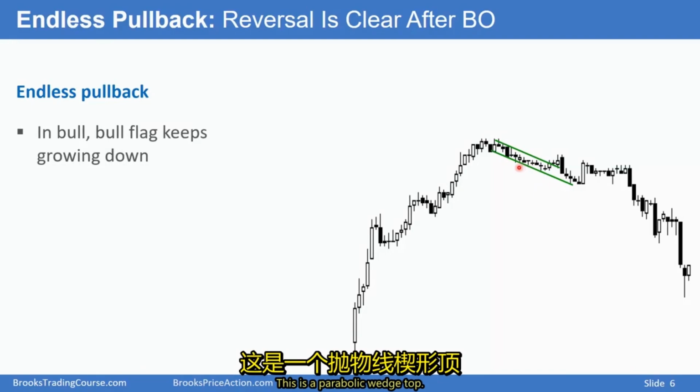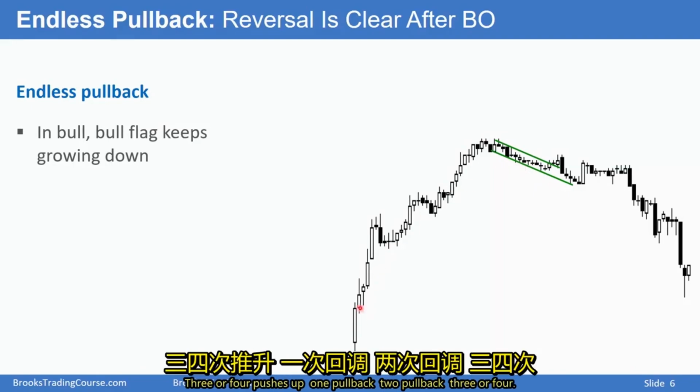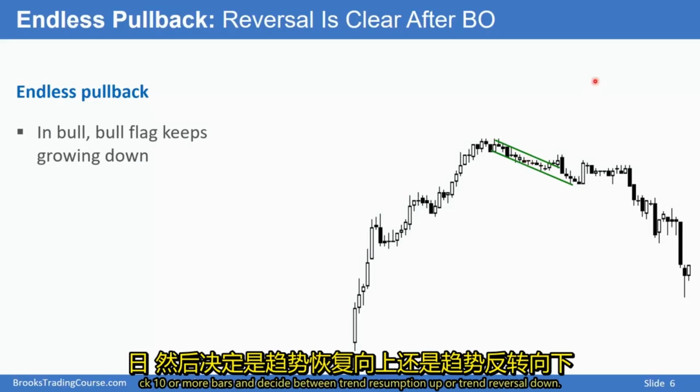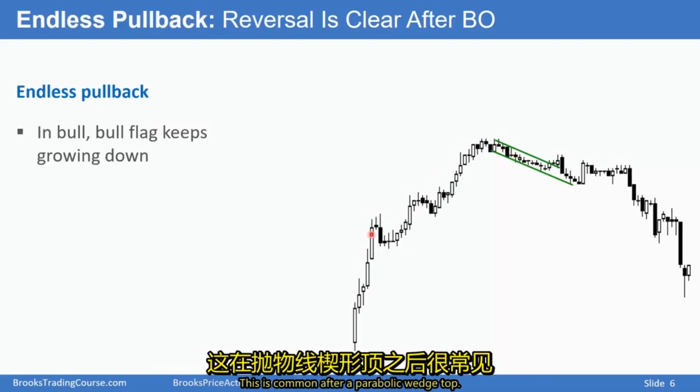Endless pullback and a tight channel. This is a parabolic wedge top. 3 or 4 pushes up, 1 pullback, 2 pullback, 3 or 4. And when you get a parabolic wedge top and you start to pull back 5 or 6 bars, probably the market's going to pull back 10 or more bars and decide between trend resumption up or trend reversal down. This is common after a parabolic wedge top.